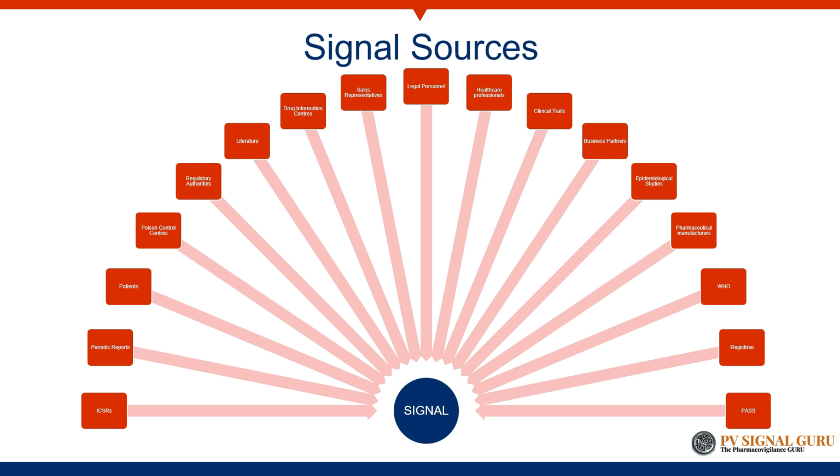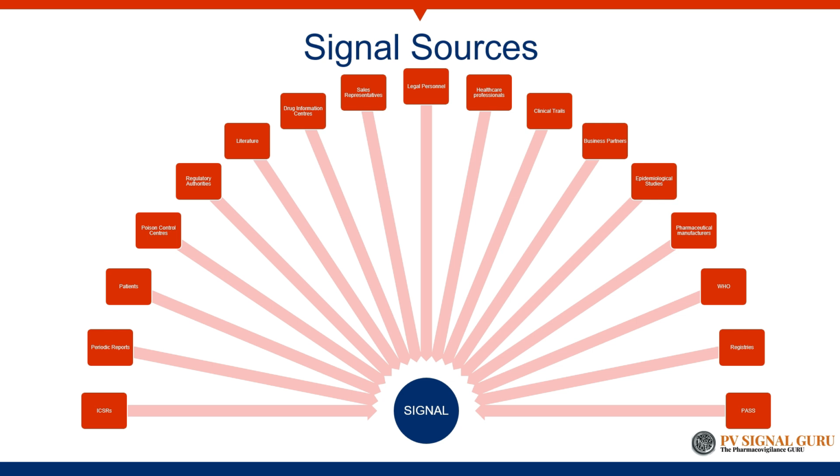ICSRs, individual case safety reports. These are reports of adverse drug reactions or other safety related information for individual patients. They are submitted to regulatory authorities and serve as a primary source of safety data. Periodic reports. These include documents like the periodic safety update reports PSURs and periodic benefit risk evaluation reports PBRERs, which summarize the safety profile of a drug over a specific period and are routinely submitted to regulatory authorities.